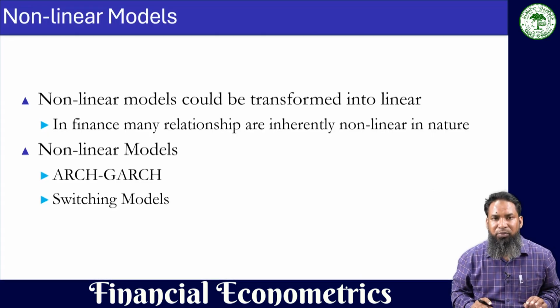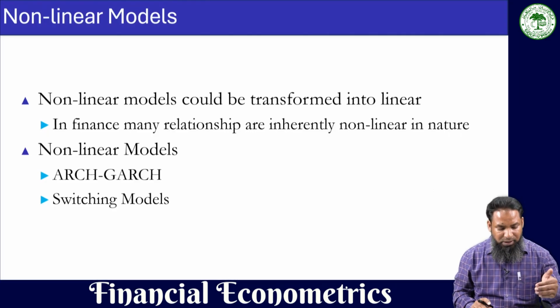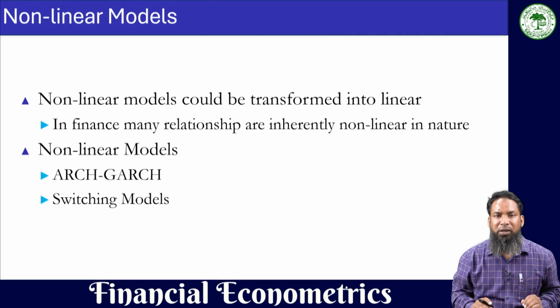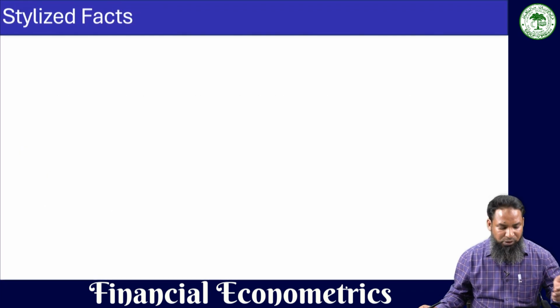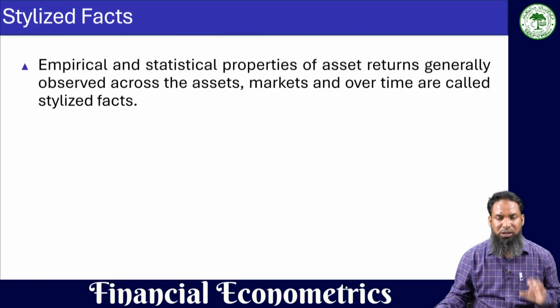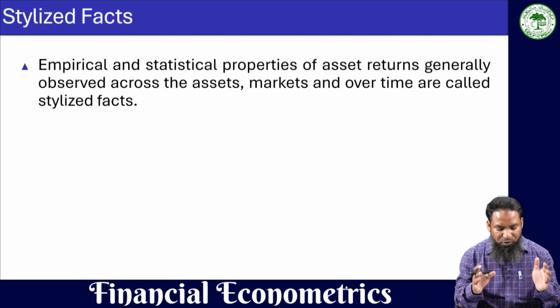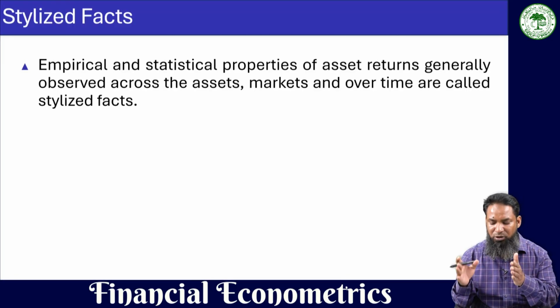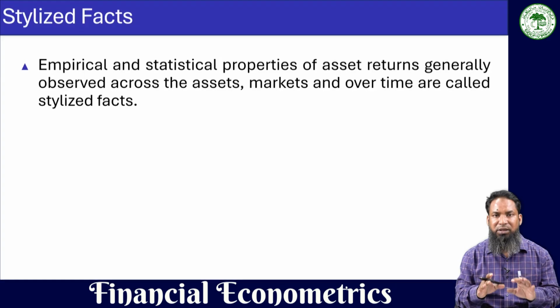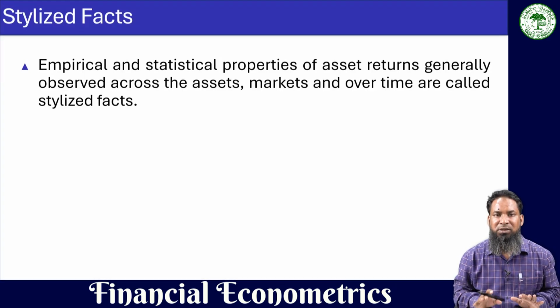Before that, what volatility models are there? Let us see, these are the theoretical perspectives we have. Are these perspectives, or these features or characteristics, also represented by the observed stock prices or any other prices? So next we are going to discuss that, and those are known as the stylized facts. So what are the stylized facts? These are basically empirical and statistical properties of asset returns generally observed across assets, markets, and over time. And these characteristics and features are known as the stylized facts.